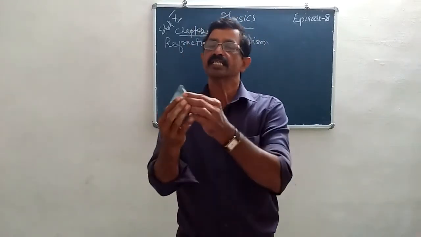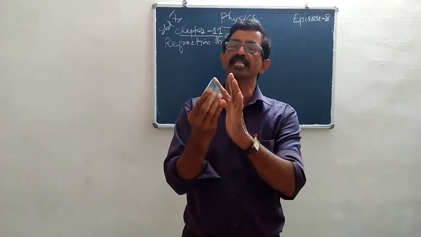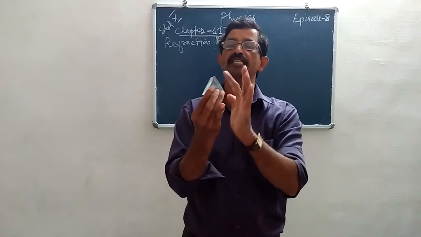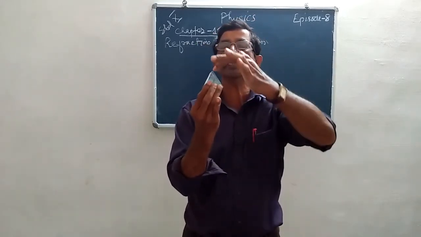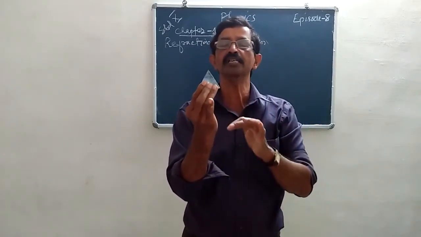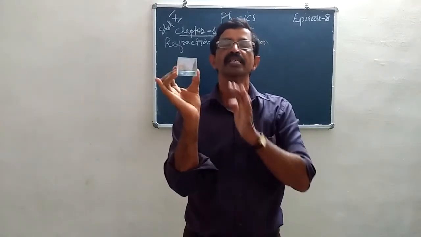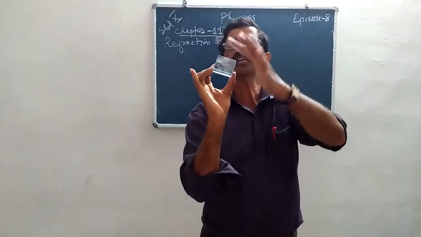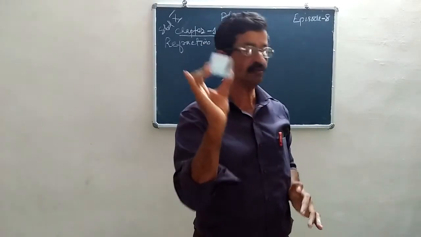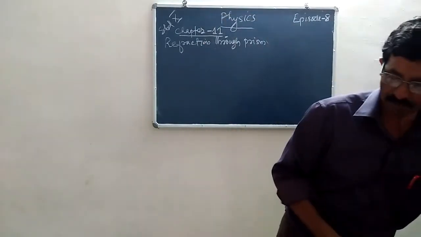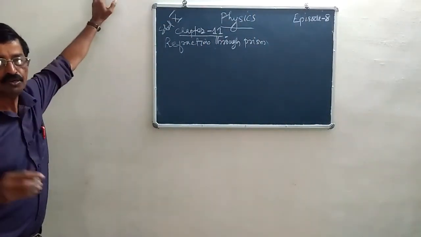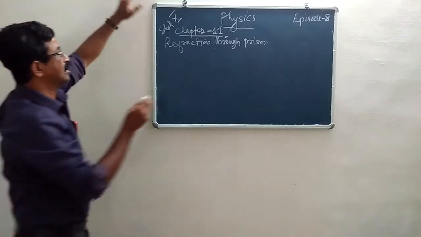Here, when you consider these two surfaces, between this one and this one there is an angle, and that is the angle of the prism. Here also the angle of the prism. That means the angle between any two rectangular surfaces is called the angle of the prism, which we represent with the angle A. Now we are going to discuss the refraction.